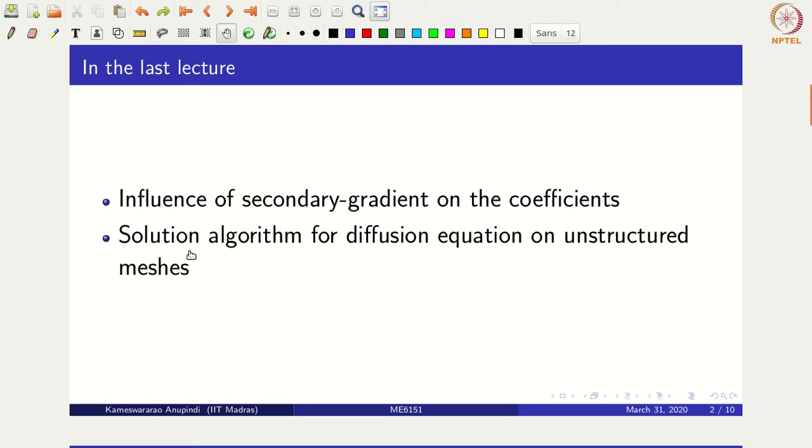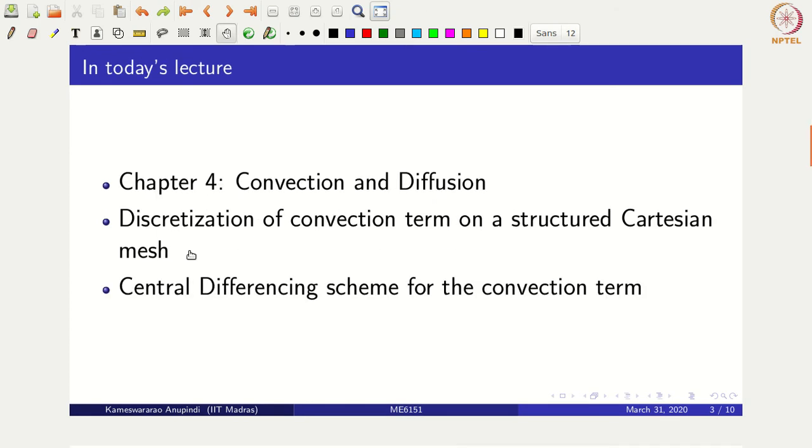So we have also finished chapter 3, which is on the diffusion equation. Today we're going to look at the next chapter, the chapter on convection. Essentially, we're going to look at convection and diffusion as part of chapter 4.